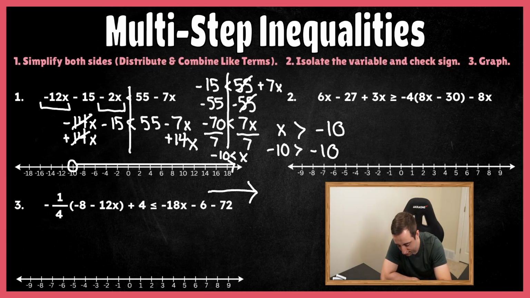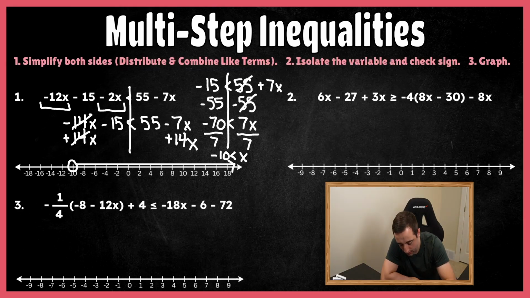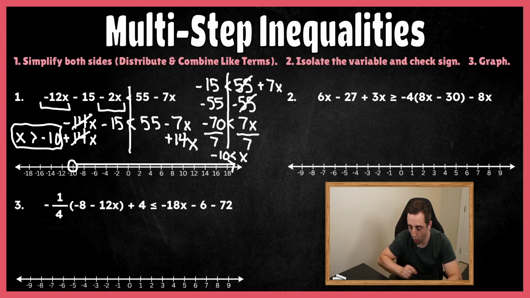So I'm going to make sure I have enough space here for number 2. So I'm going to put the final answer over here. It was x is greater than negative 10, and I'll just box that in. And now let's go ahead and make our way over to number 2. So again, we're going to draw our lines separating the left and the right side.